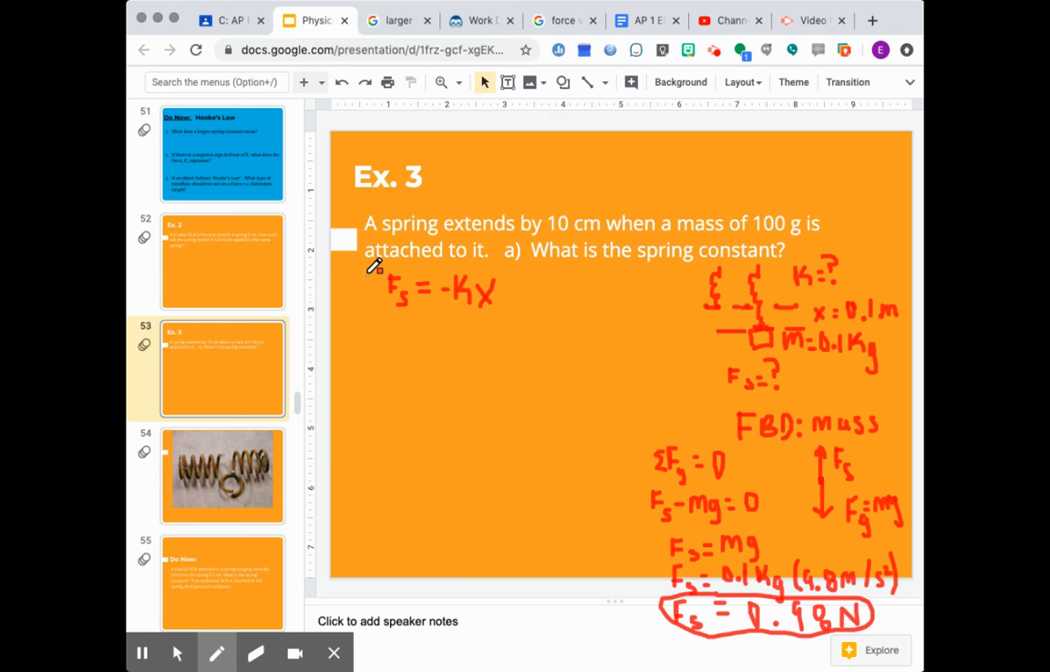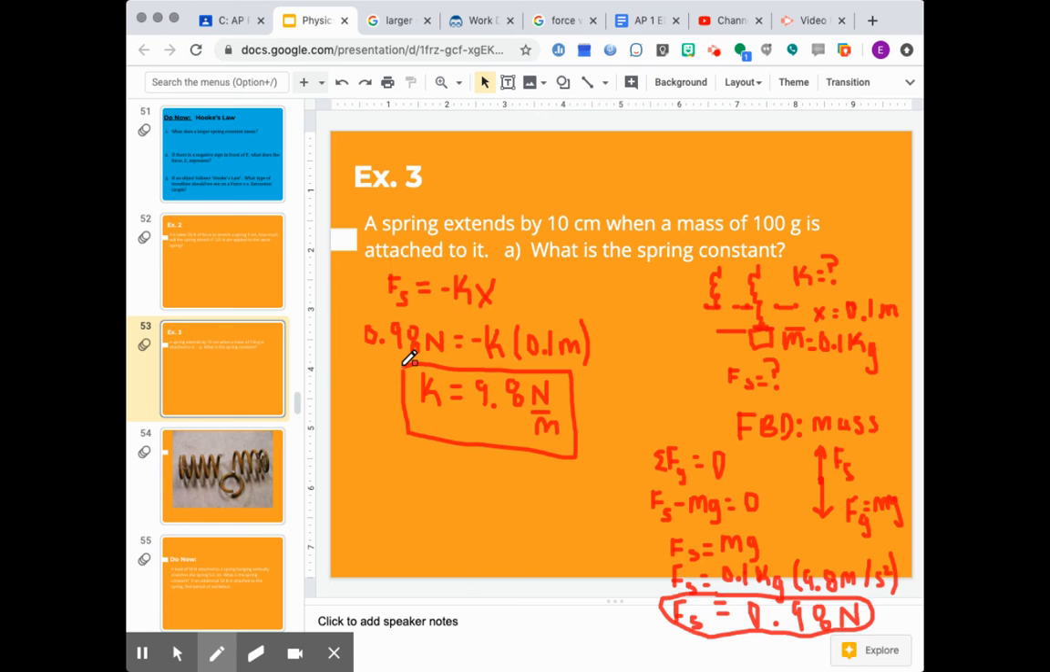Okay, so step 2, use Hooke's law to solve for K. So let's plug in. We have 0.98 newtons is equal to negative K times 0.1 meters. Again, remember that negative sign corresponds to the fact that these are in opposite directions. When we solve for K, we omit the negative sign because K is a constant and cannot be negative. So when we solve for K, we get 9.8 newtons per meter.